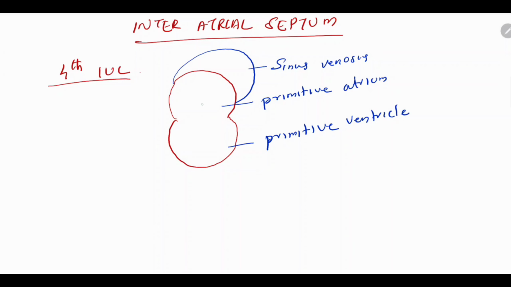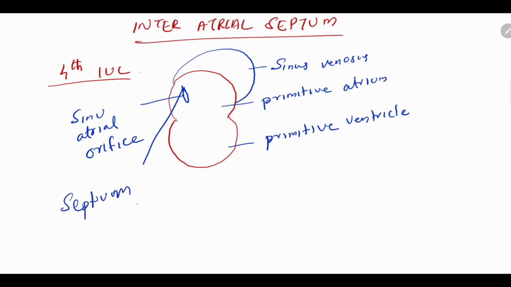And you know the primitive atrium is communicated with the sinus venosus through an orifice. So here we have an orifice or a communication that is known as the sinuatrial orifice. The upper part of the sinuatrial orifice is known as the septum spurium. So in the upper part we have the primitive atrial chamber, here we have the primitive ventricle.